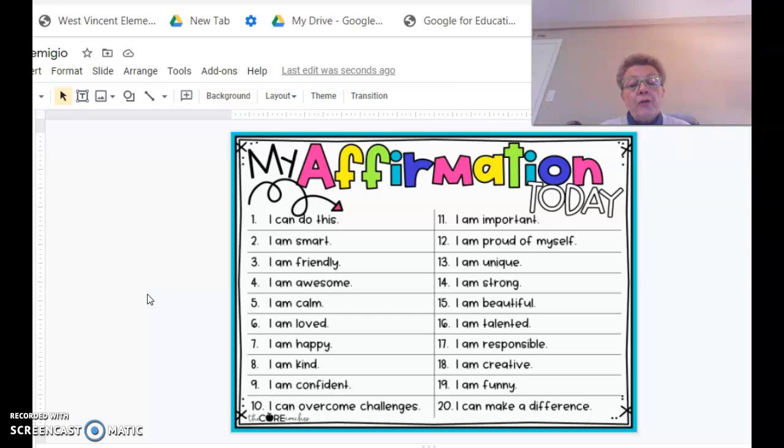1, 2, 3. I can do this. Number 2, I am smart. Saying that with me on the count of 3. 1, 2, 3. I am smart. Number 3, I am friendly. On the count of 3, you're going to say that with me. 1, 2, 3. I am friendly.